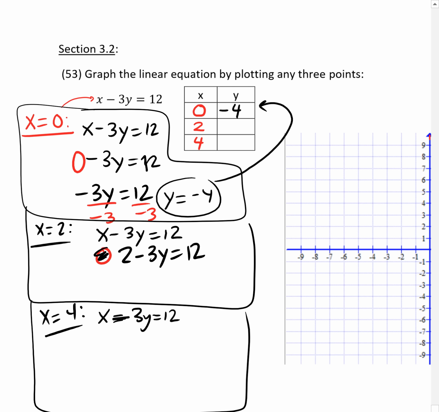So if I have 2 minus 3y equals 12, I need to isolate y to figure out what y is. Move the 2 over. Then negative 3y is 10. So you notice now when I divide by negative 3, I'm not going to get a pretty number.